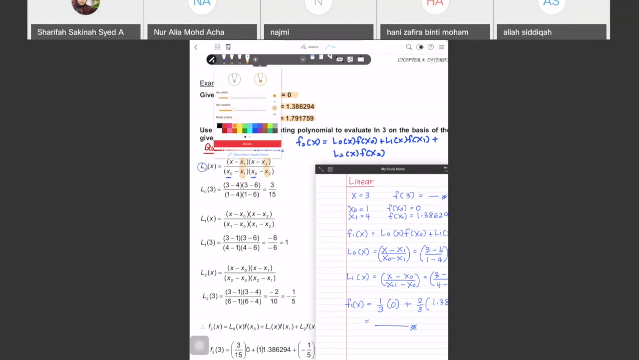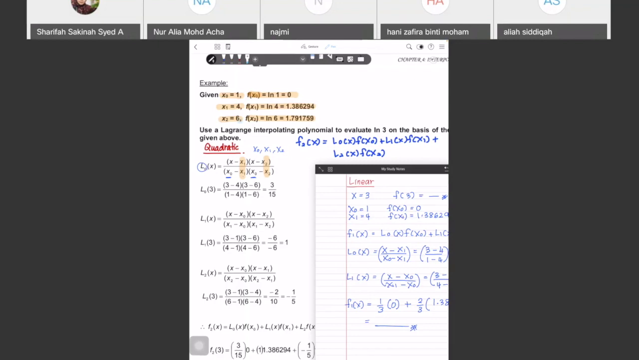Okay, look at the second item. So now you replace. What is x? x is equal to 3, x1 is 4, x2 is equal to 6. x naught is 1, x1 is 4, x2 is 6. So you get your Lagrange multiplier. This is actually what we call the Lagrange multiplier. Okay, next, to calculate L1.